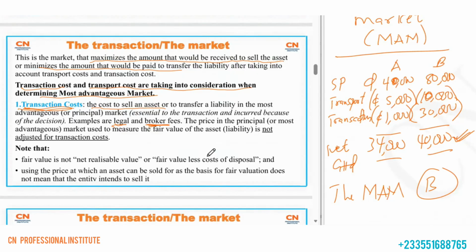So as I said, just pick the selling prices, deduct all transport costs, deduct all transaction costs, and compare. The one with the highest or higher net amount in monetary terms becomes the most advantageous market. So we've learned how to determine the principal market. The principal market uses quantities, not monetary figures. Most advantageous uses monetary figures, not quantities. And the standard says we should always use the principal market. It's when there's no principal market that we use the most advantageous market.